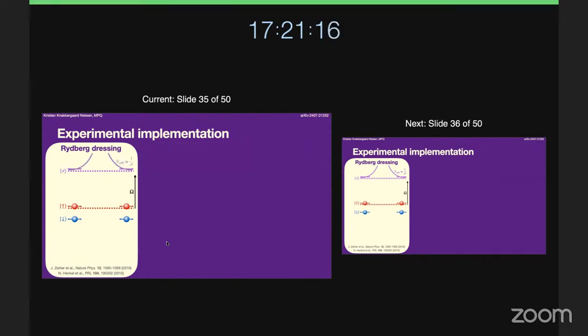Right, so what is Rydberg dressing? What you see here are the spin states that we're interested in, spin down and spin up, the red and blue. Initially these are non-interacting, and what we want are Ising interactions between the spins. What you can do is couple this to a higher lying Rydberg state. These Rydberg states, as were also discussed earlier, have van der Waals interactions, 1 over R to the 6.